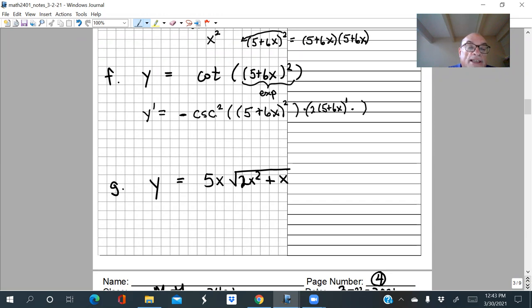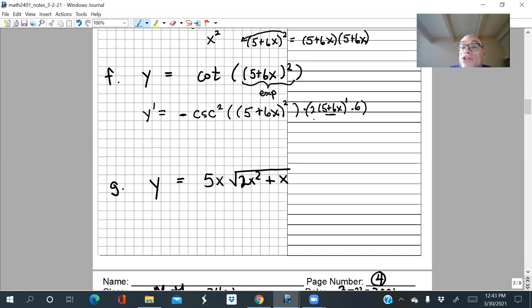You took the derivative of cotangent, that was cosecant squared. Now you take the derivative of 5 + 6x² using the power rule. But then you have to remember, because that wasn't just x squared, that was 5 plus 6x squared, I have to multiply in the derivative of 5 plus 6x. What's the derivative of 5 plus 6x, though? Just plain old 5, just this part. 6, okay? So at the end here, we have to multiply in this 6.